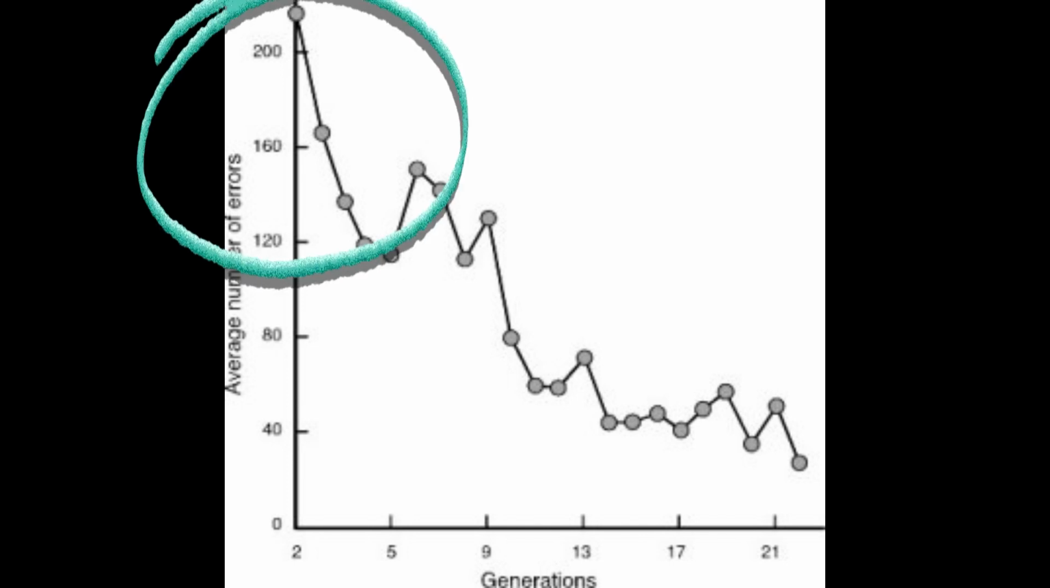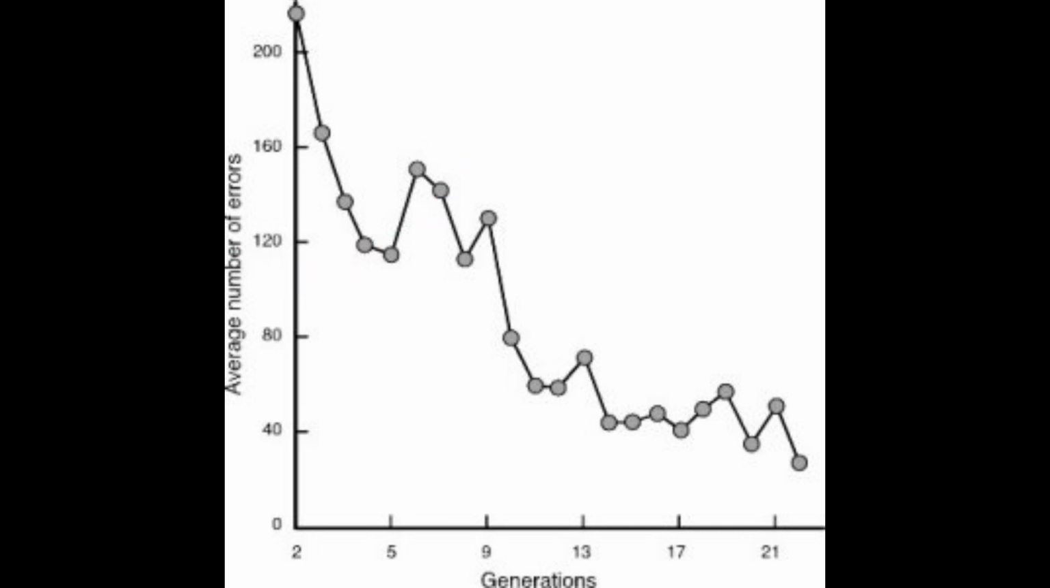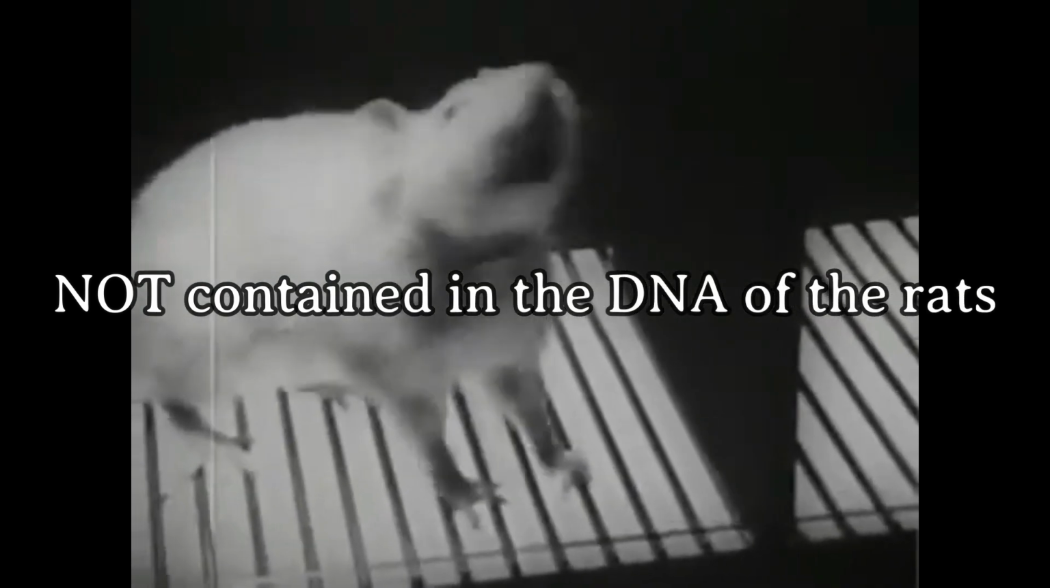Initially, it would take hundreds of trials until the rats learned to take the darker path, as you can see from this data, but amazingly, as the generations went on, it would take less and less trials for the rats to associate the bright path with the electric shock and avoid it. So this clearly implies that something was passed down these generations which was not contained in the DNA of the rats as mechanistic biology would suggest.